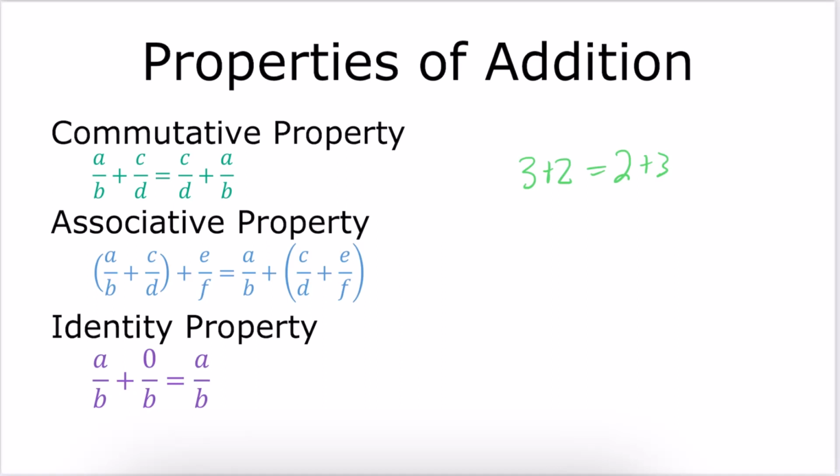Then there's the associative property, which says that you can add numbers in any order. So if I was trying to add 1 plus 2 plus 3, I could either add 1 plus 2 and then add the 3 to get 6, or I could do 2 plus 3 and then add the 1 to get 6. So that's the associative property. And then the identity property says that any number plus 0 will equal itself.